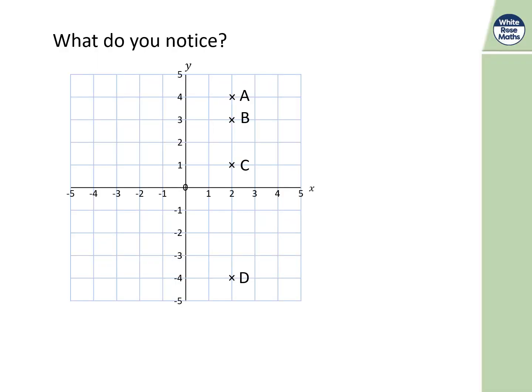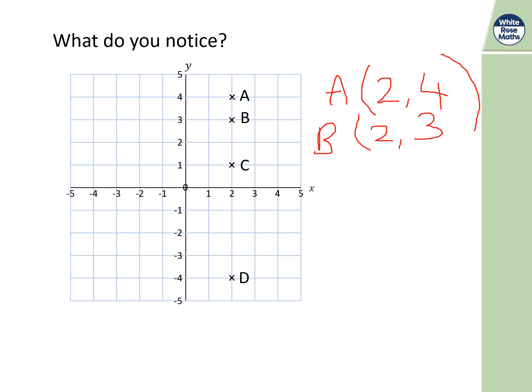What do you notice? I've got the points A, B, C, and D. Let's plot the coordinates. The coordinates of A are 2, 4. The coordinates of B are 2, 3. The coordinates of C are 2, 1.